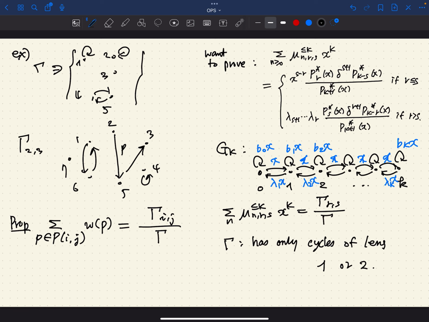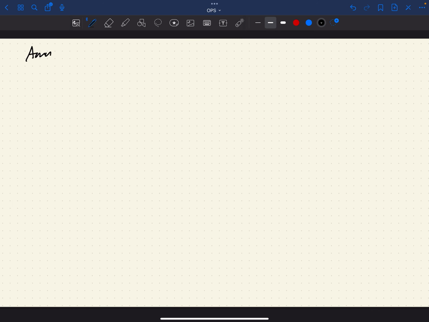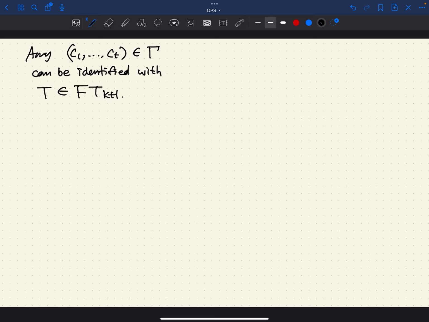So any element here, any collection, say C1 through CT, in this gamma can be identified with a Favard tiling T. I'm going to give you an example. So, example. It should be clear if you look at this example. 0, 1, 2, 3, 4, 5, 6, 7, 8.